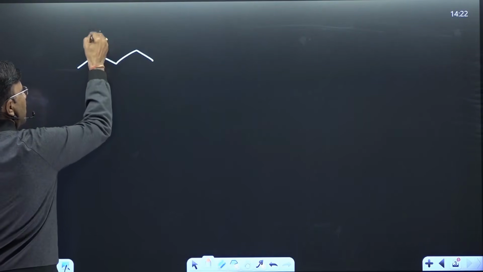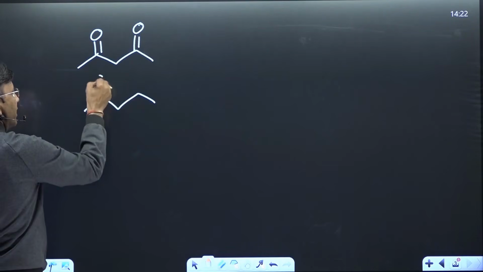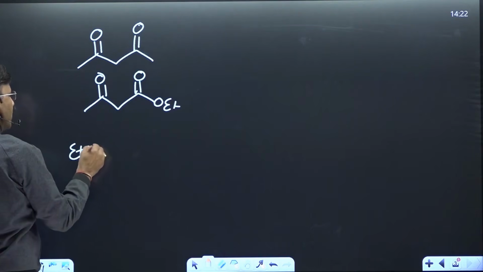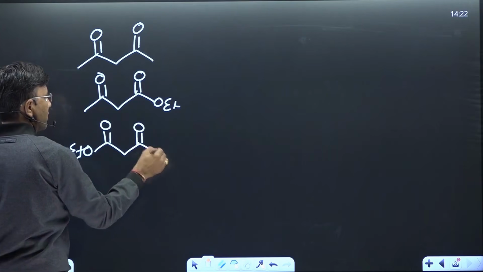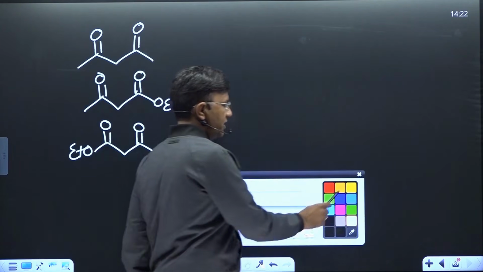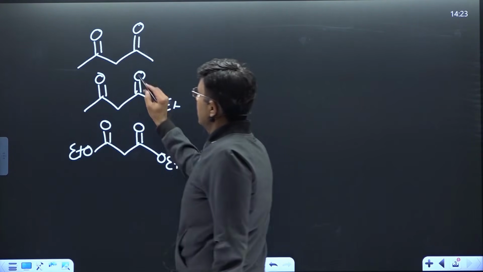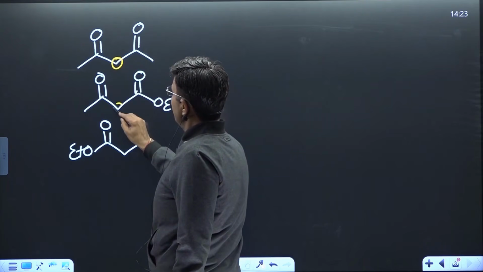So you have to compare their acidic strength, right? One is our diketone, one is our ketoester, and one is our diester, ester on both sides. So tell me, what will be the order of acidic strength among these three? Go ahead, speak up. This one has a diketone in it.